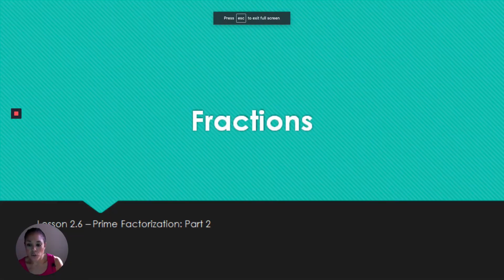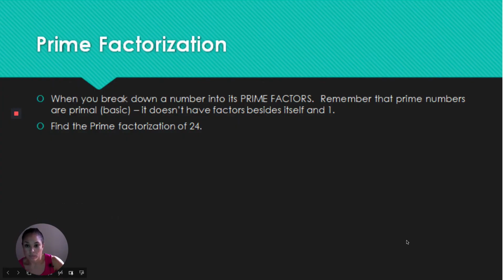Okay, welcome to part 2 of prime factorization. So prime factorization, you all have been waiting. What exactly is it? Prime factorization is when you break down a number into its prime factors. Remember that prime numbers are primal. They're basic. They only have factors of 1 and itself, and that is it.